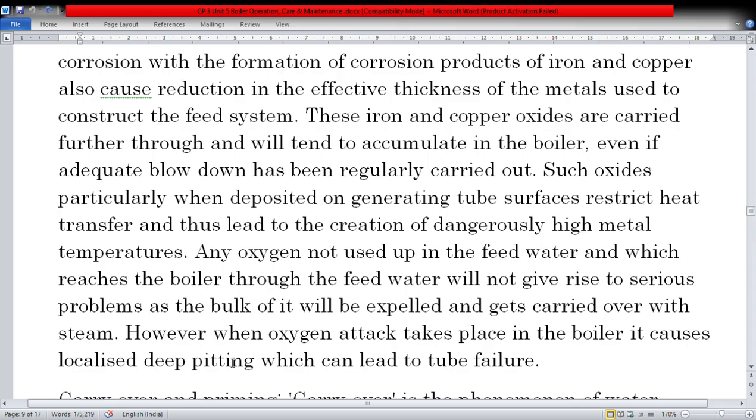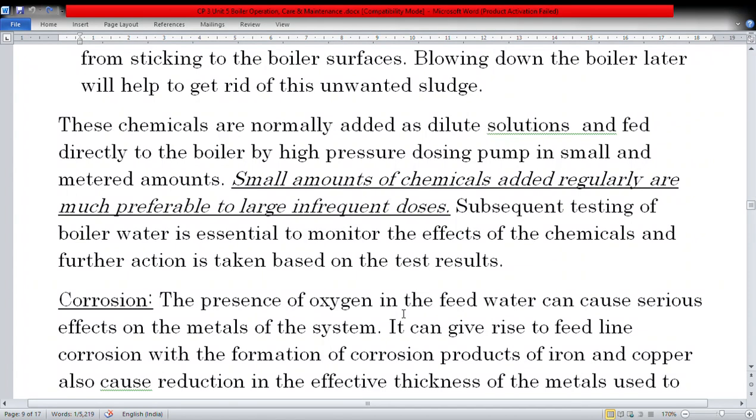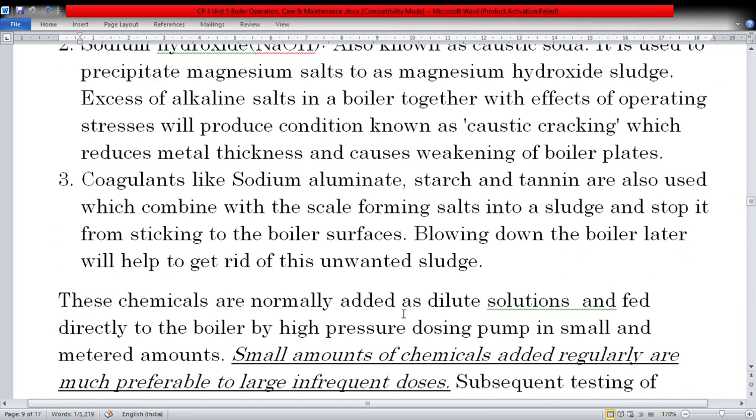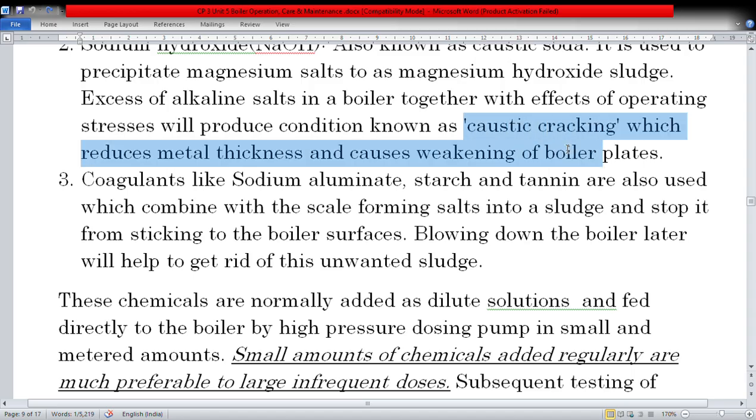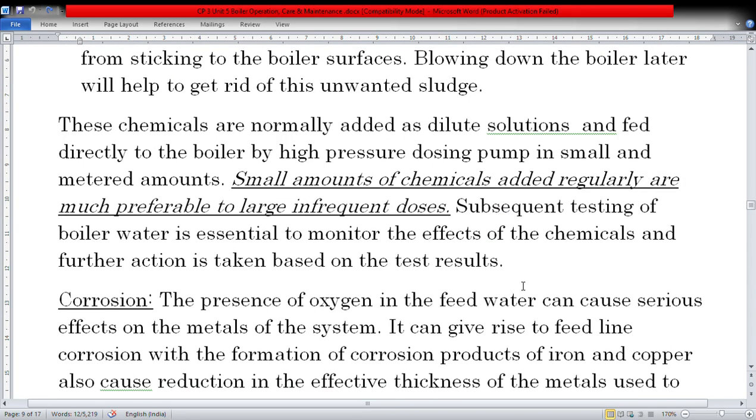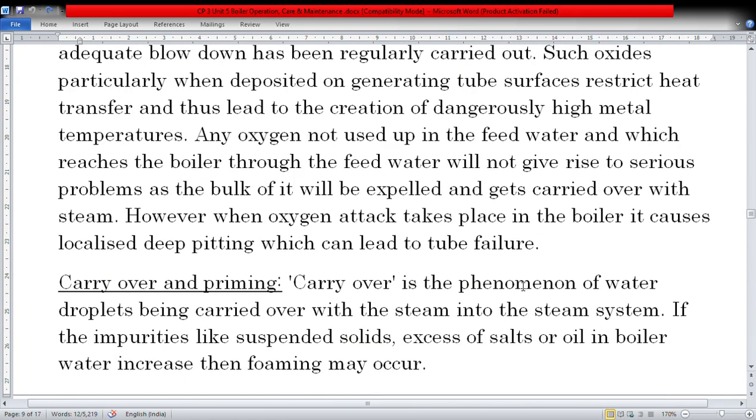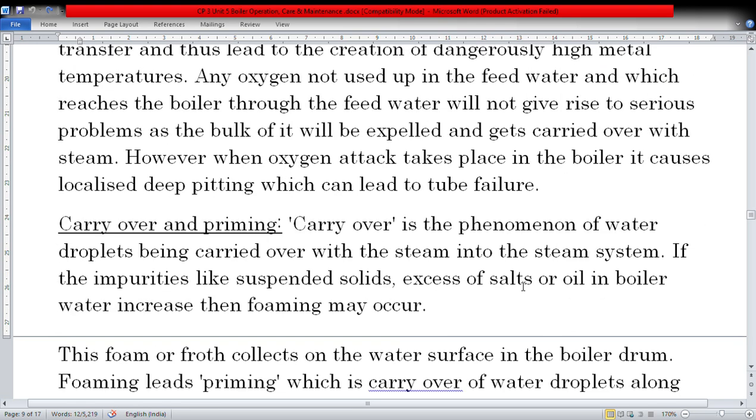However, when oxygen attack takes place in the boiler, it causes localized deep pitting which can lead to tube failure. Now this condition will lead to tube failure because there will ultimately be pitting. Here also thinning was happening, okay, weakening of the boiler plates because of the caustic cracking, because of the scale formation. In corrosion also the same problem is carried.